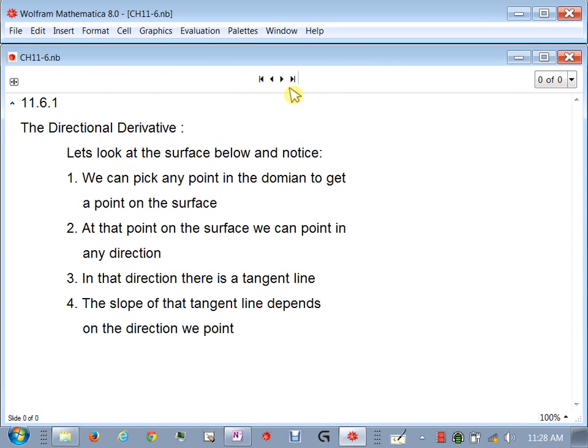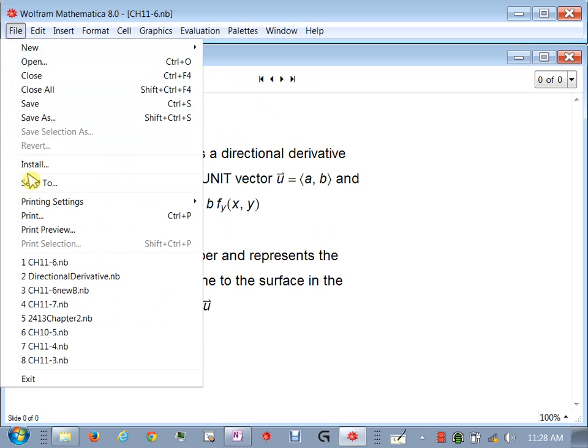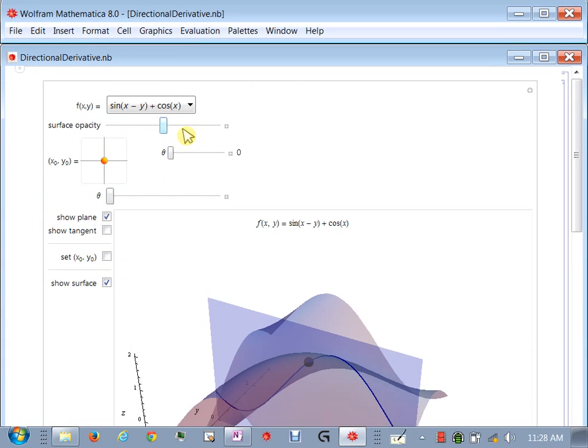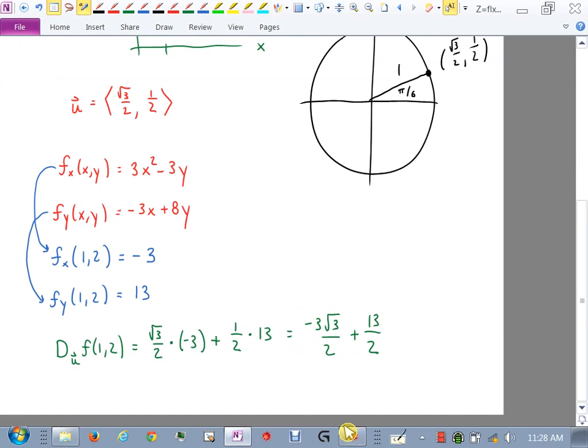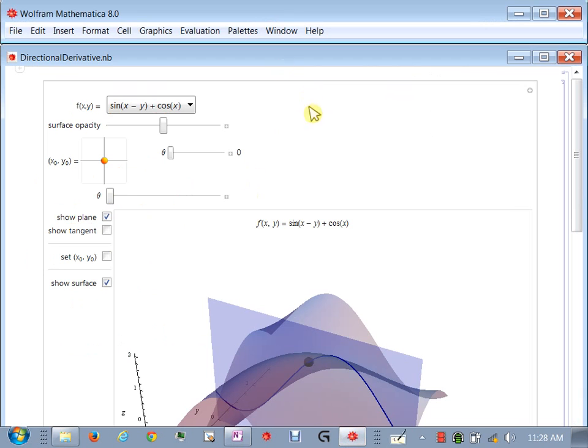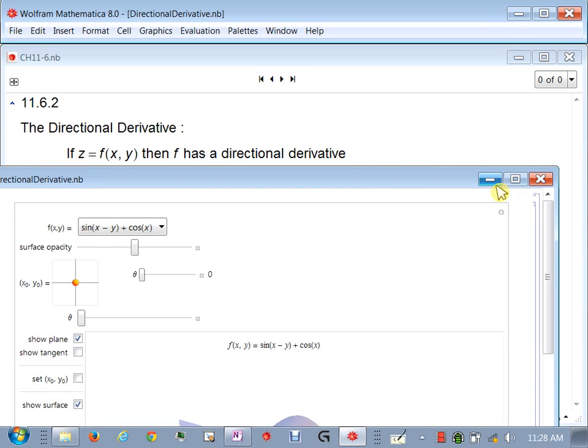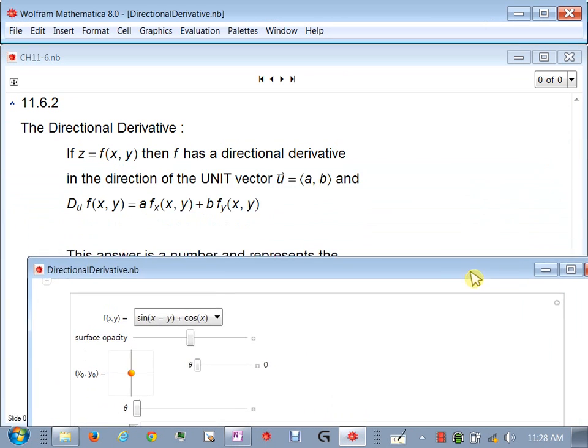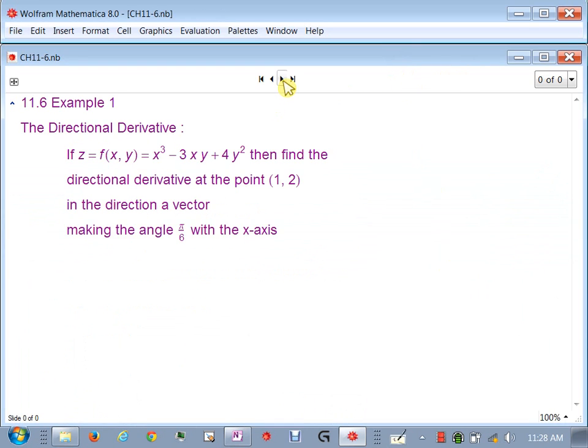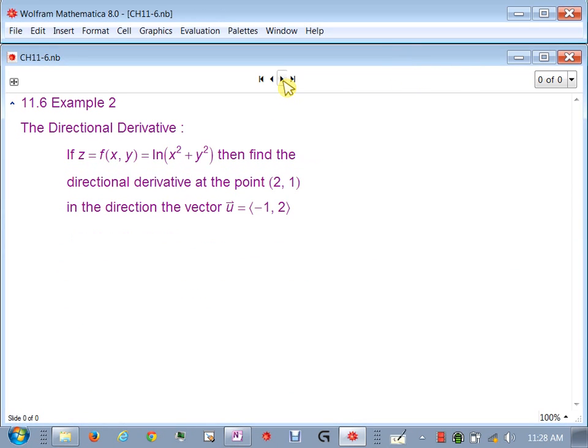Now let's see, is that the actual surface I had? Hold on. No, I have a bunch of different surfaces here. No, I don't have that one. All right, let's try another one here.